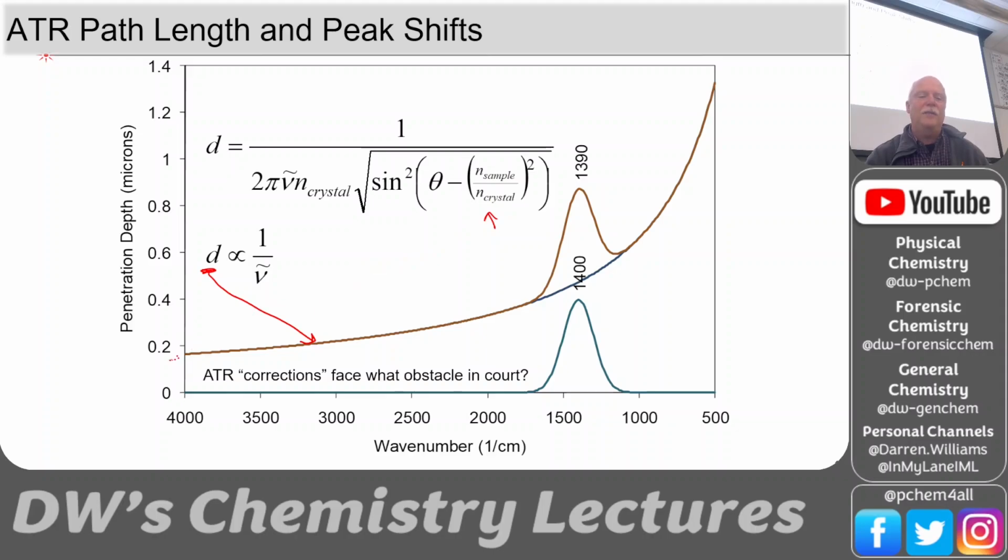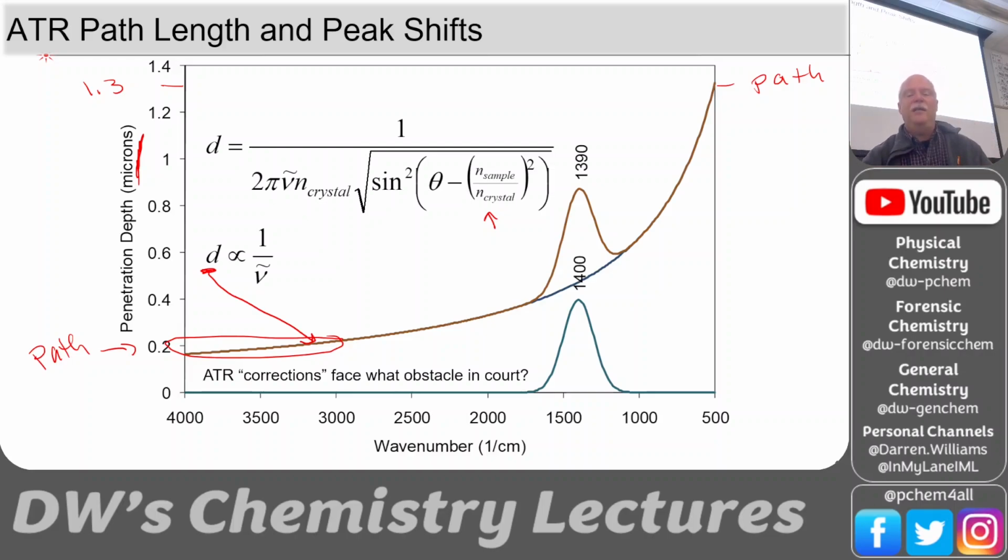And so for organic substances, up here in the CH stretch region, our path is 0.2 microns. That's not very much at all, okay? But down here, the path for the low frequency modes is 1.3 microns. So six and a half times higher. So it's going 6.5 times deeper at 500 wave numbers than it is at 4,000 wave numbers.